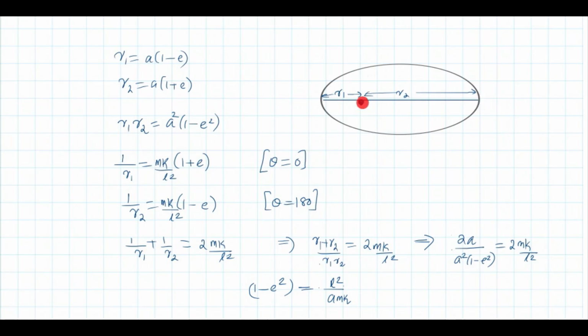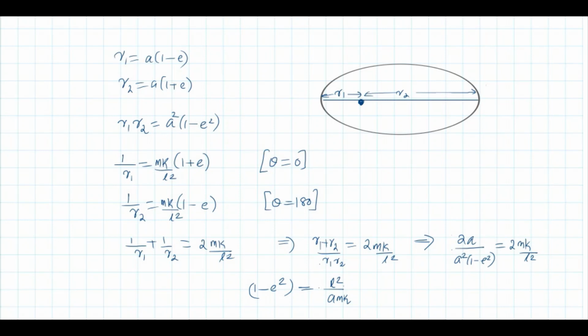If at the center you have Earth, and you consider the motion of a satellite, this nearest distance is known as perigee, and this longest distance is known as apogee. If the center is the sun and you are considering the motion of a planet, this distance is known as perihelion and this distance is known as aphelion. And you can see that R1 plus R2 is actually 2a, 2 times the semi-major axis.